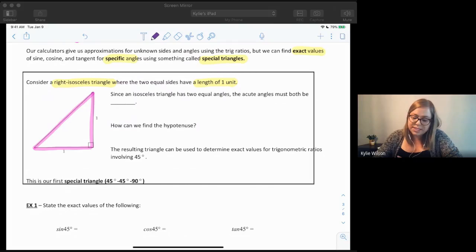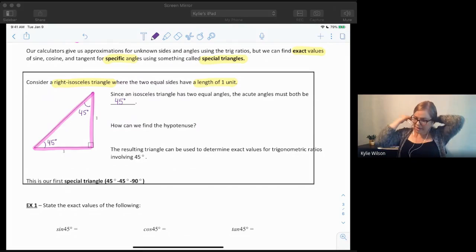Since it's an isosceles triangle and has two equal angles, the angles must be 45 degrees. The reason why these two things have to be 45 is because in an isosceles triangle, because these side lengths are the same, those two angles have to be the same. There's no situation in which they won't be if these two sides are the same.